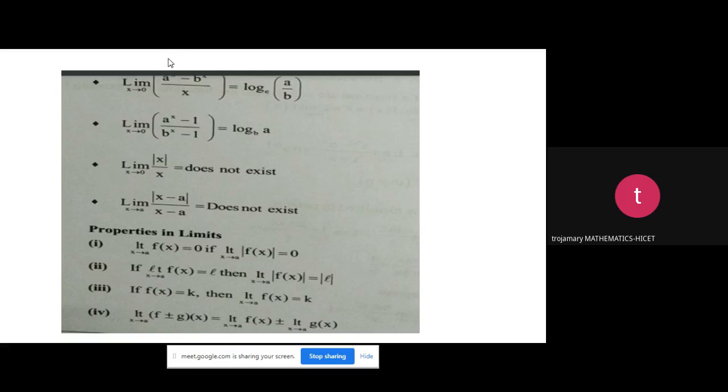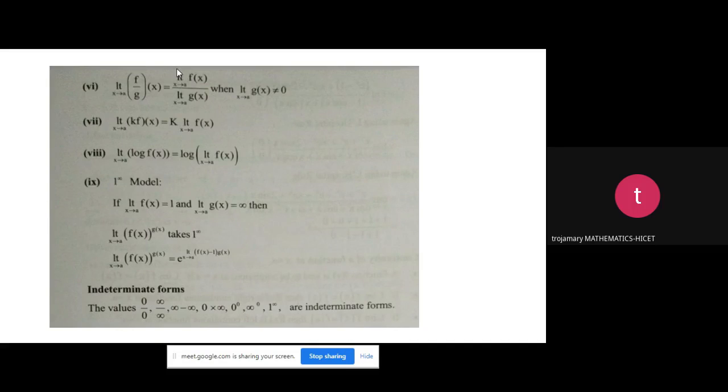Now, properties of limits. Limit x tends to a f of x equals 0 if limit x tends to a modulus f of x equals 0. If limit x tends to a f of x equals L, then limit x tends to a modulus f of x equals modulus L. If f of x equals k, then limit x tends to a f of x equals k. Limit x tends to a of f plus or minus g of x equals limit x tends to a f of x plus or minus limit x tends to a g of x.